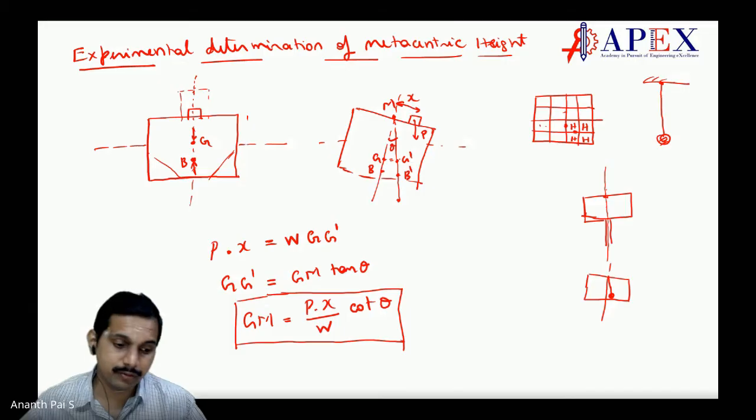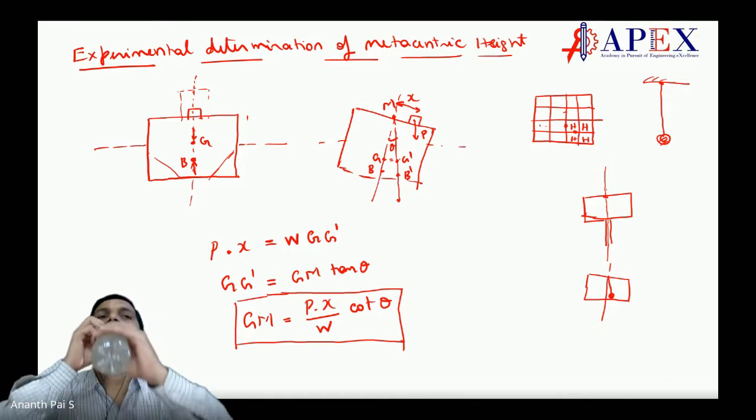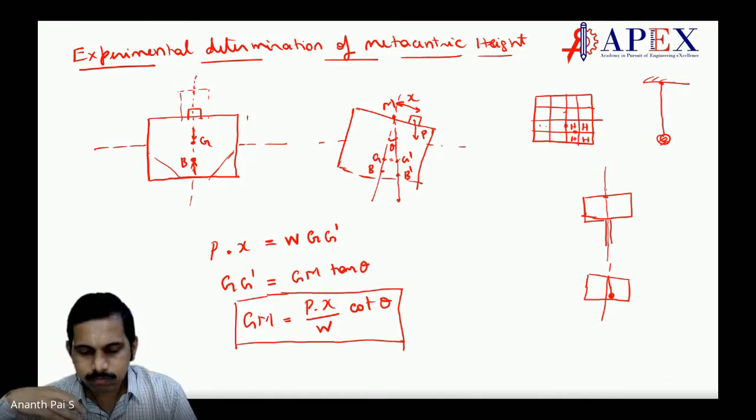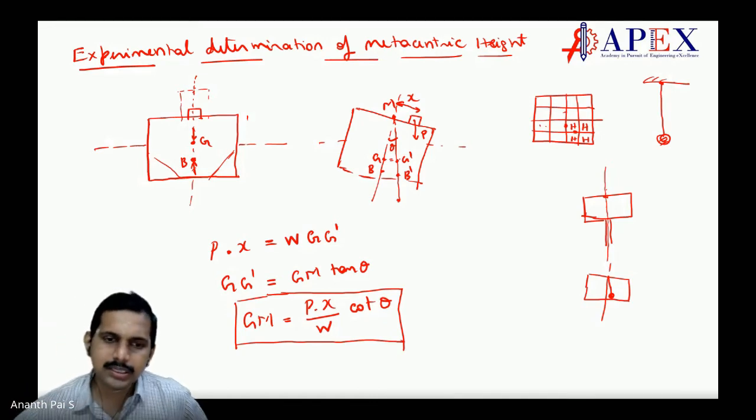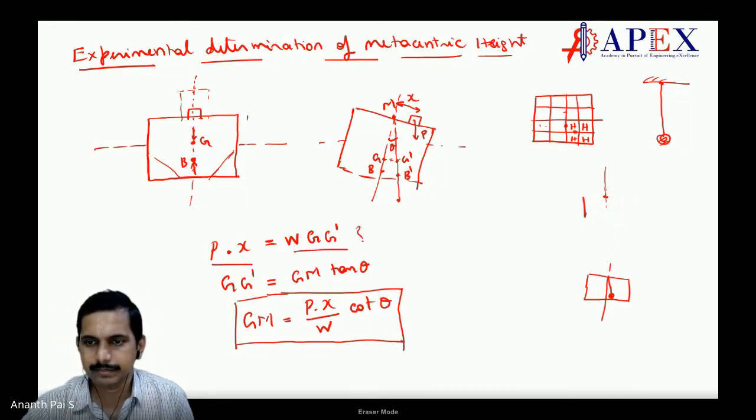Students, tell me, could you finish it? P into X is equal to W G G dash? Complete? Yeah. So now, why does this P into X become W into G G dash? This is the question, is it not? Let me explain.